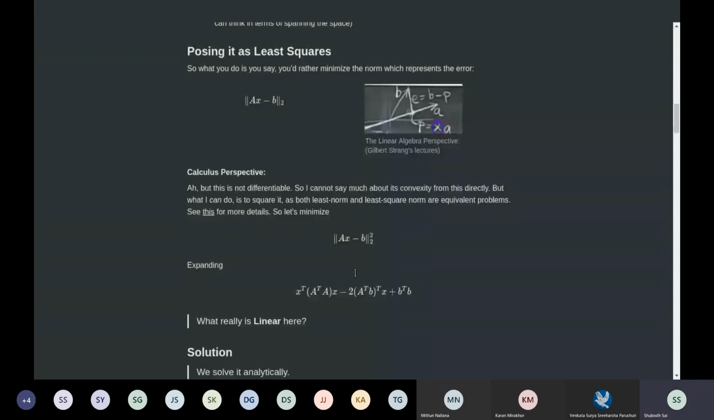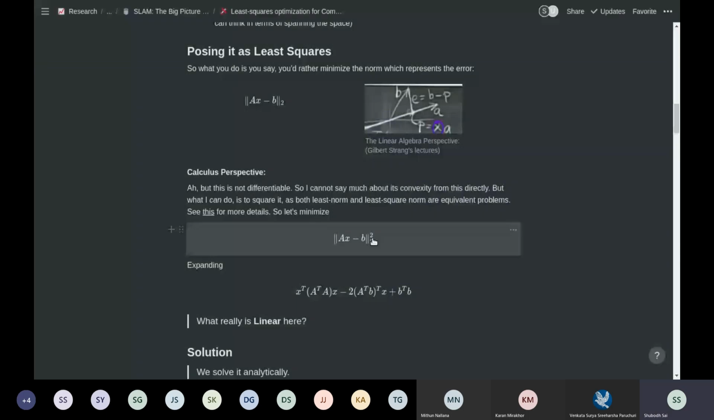Now we just expand it out. Ax minus b, norm squared, can be written like this. Let's say you have some vector y. Norm of y squared could be written as y transpose y. That is what we write here too: (Ax minus b) transpose into (Ax minus b). If you multiply it out and expand it, you will get this equation.